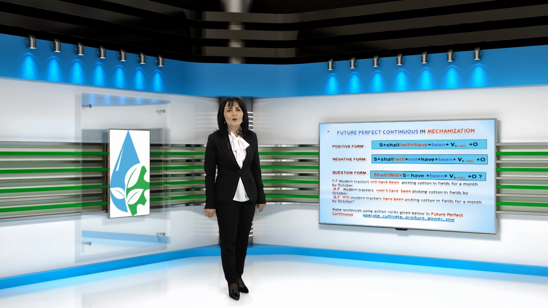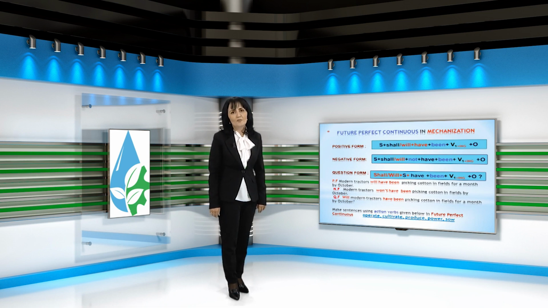This tense is used to talk about something that continues until a certain point of time in the future. For the formation, you should follow the structures. In positive form, we use subject plus shall or will plus have been plus verb 1 plus ing. In negative form, not is added after shall and will. In question form, we place shall and will before the subject.